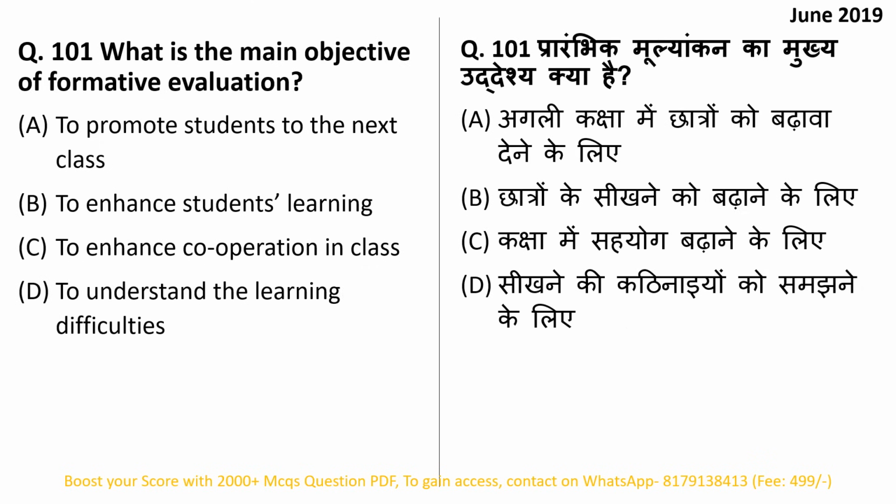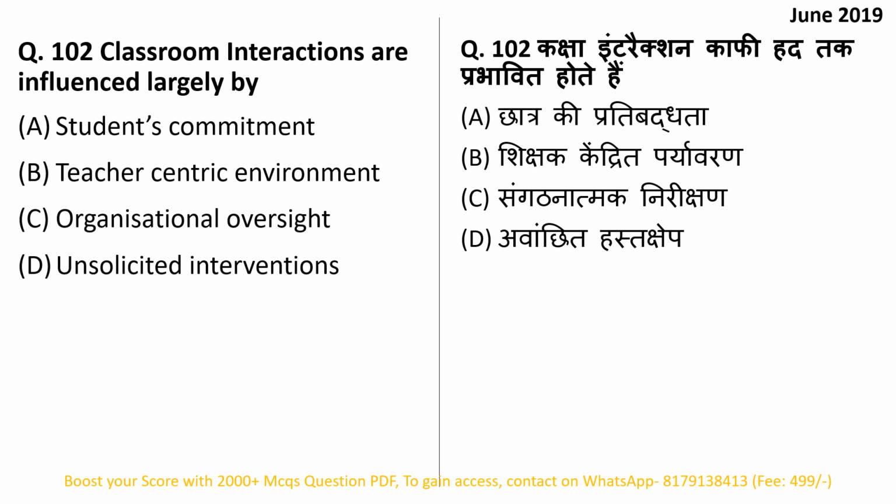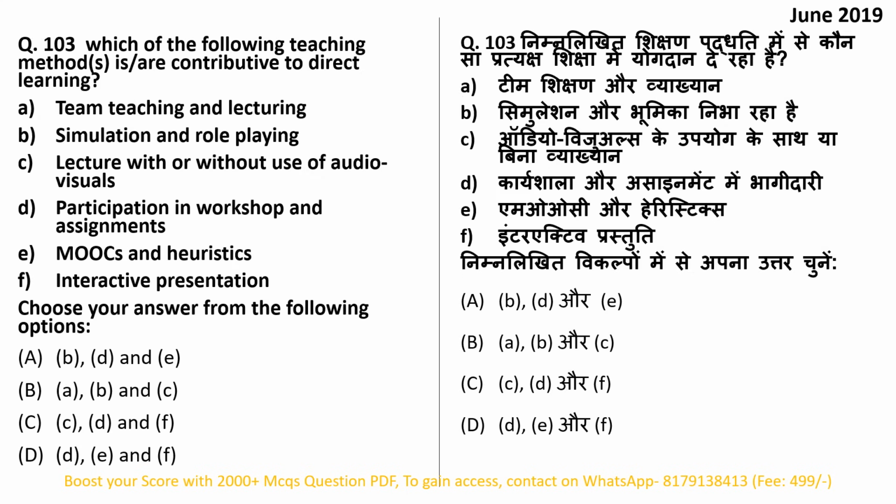What is the main objective of formative evaluation? To promote students to the next classroom, enhance students' learning, enhance cooperation in the class, or to enhance the learning abilities. See, formative evaluation again. The right answer here is to understand learning difficulties, what problems the students are facing, so that the teacher can help the student. Classroom interactions are largely influenced by students' commitment is the right answer to this question.